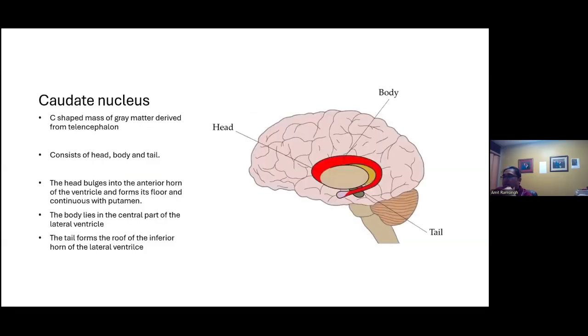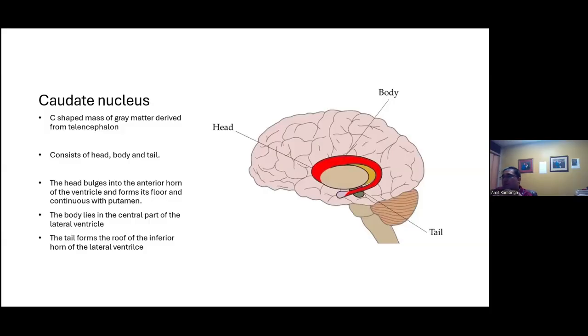So the caudate nucleus is a C-shaped mass with a head, a body, and a tail. So it isn't just one subcortical structure, but it's a three-dimensional structure if you want to think about it. And it's derived from the telencephalon. The head bulges into the anterior horn of the lateral ventricle and forms the floor. And it's also continuous with the putamen.